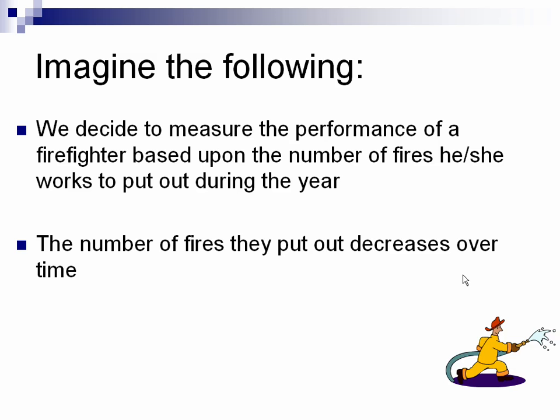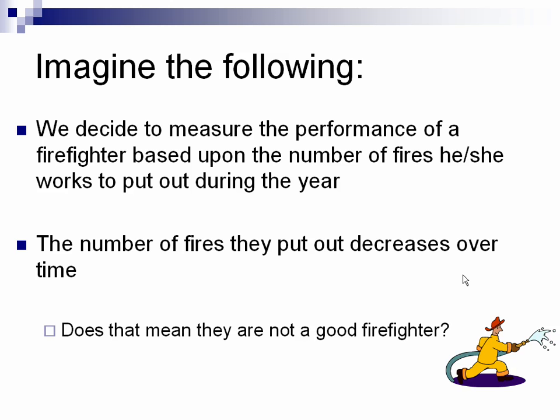Now let's move on and talk about validity. Let's look at the following example. Imagine that we decide to measure the performance of a firefighter based upon the number of fires that he or she works to put out during the year. And let's say that the number of fires they put out decreases over time. Does that mean that they are a good firefighter or not a good firefighter?